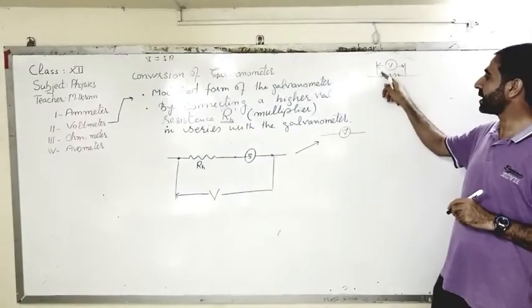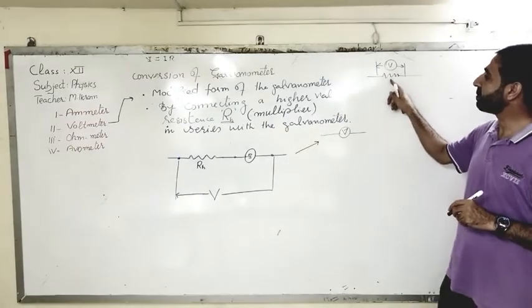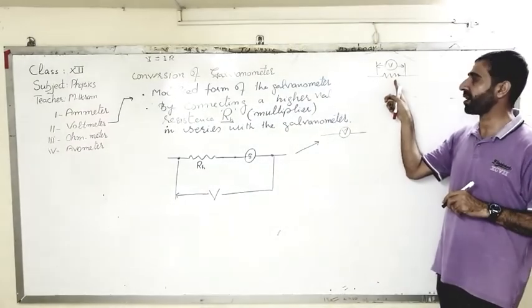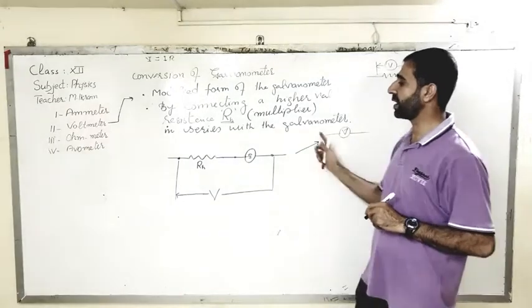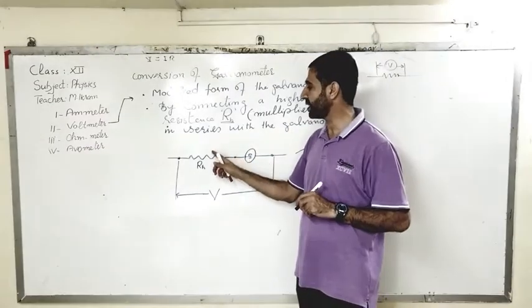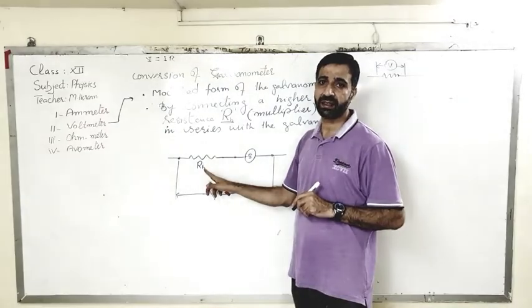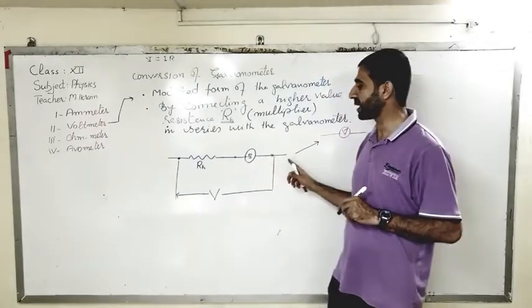Right? Why? If a current passes through the voltmeter, then it will alter the current that is passing through the resistance R, and you will not get a precise or accurate measurement. Clear? So this is why the voltmeter should have a high resistance, and this is one of the reasons we connect a high value of resistance in series with the galvanometer.